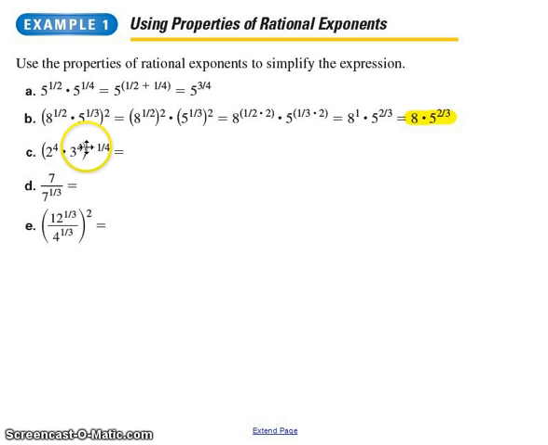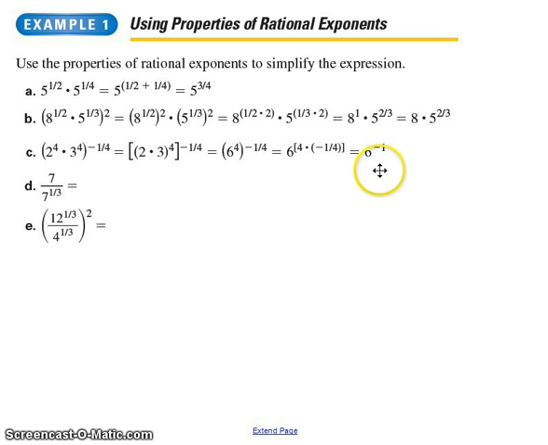Part C. I've got two different bases, both with the same power. I can put those together and do 2 times 3 to the 4th power. Well, in other words, that's 6 to the 4th power. Now on the outside, I've got negative 1/4. I can multiply 4 times negative 1/4, and I'll get negative 1.